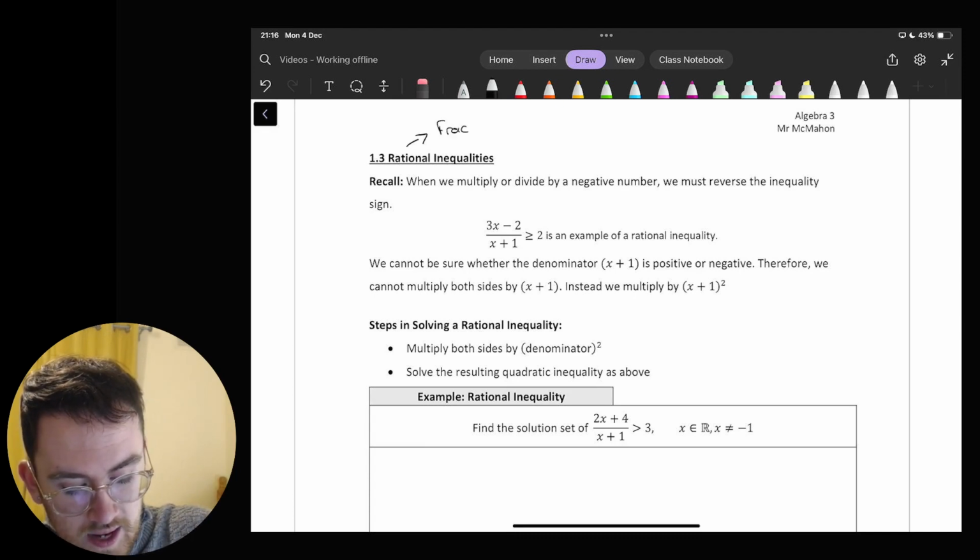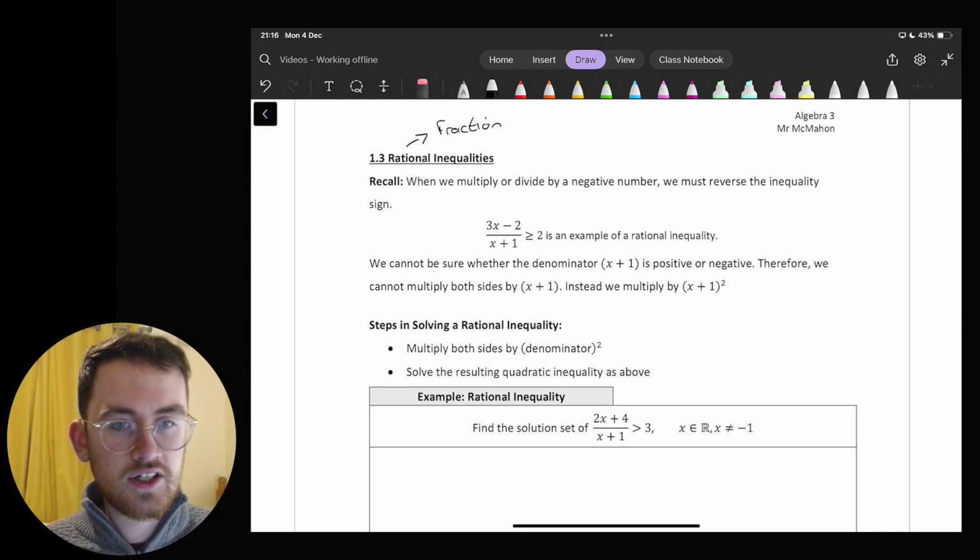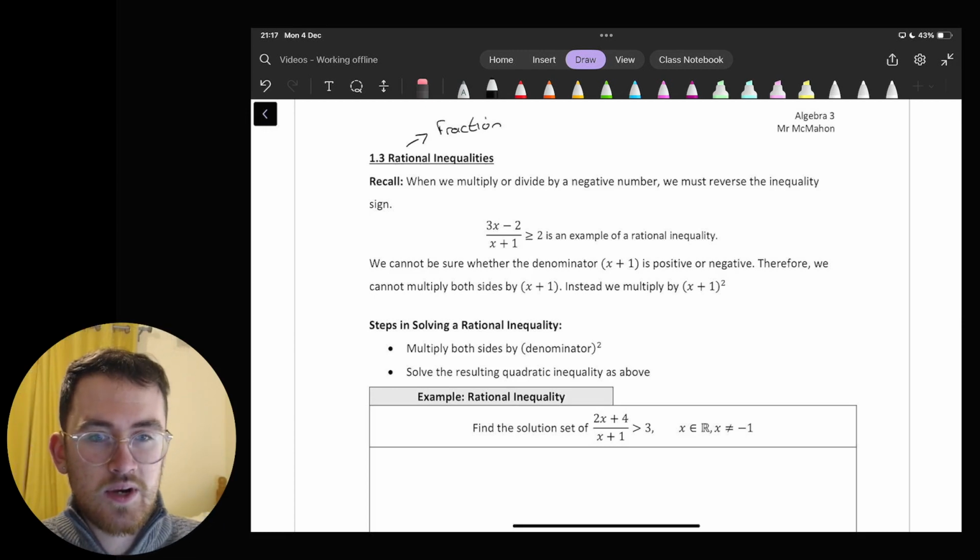Okay, so think of a rational number. A rational number is a number that can be written as a fraction. So a rational inequality is an inequality where our expression is going to involve a fraction. An example is (3x - 2)/(x + 1) ≥ 2. So that's an example of a rational inequality.